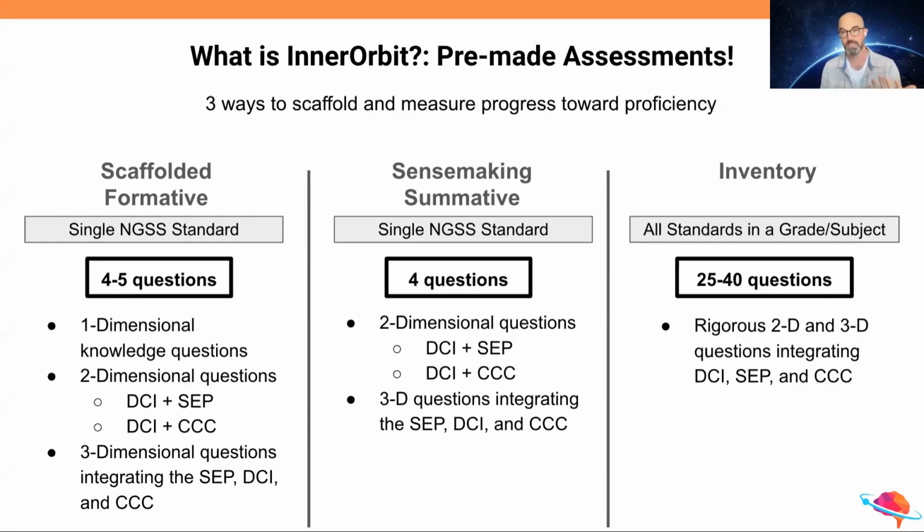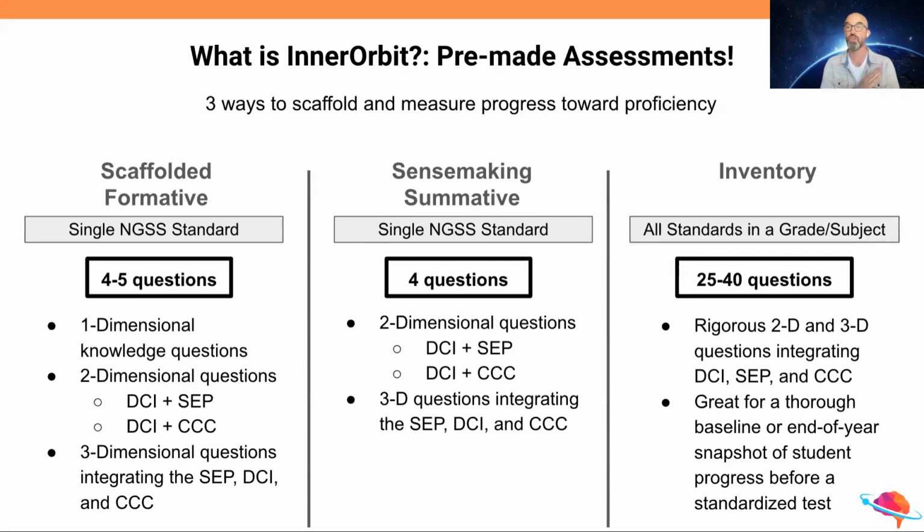And so a couple of the ways that we find people using these are like a thorough baseline or as an end of the year snapshot before a standardized test. So if I'm a 6th grade earth science teacher and I want to ask all the questions from elementary school earth science, I can go into these inventories and pick out all of the 2 and 3D questions from elementary school or from 5th grade. Or if I'm a bio teacher in high school and I want to assess what life science knowledge students have from middle school, I can pull in this entire inventory of all middle school life science questions and get an idea of where students are at with all these complex things.